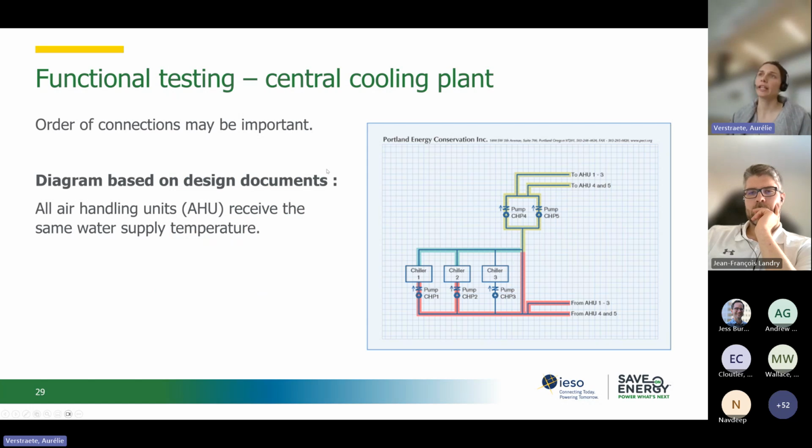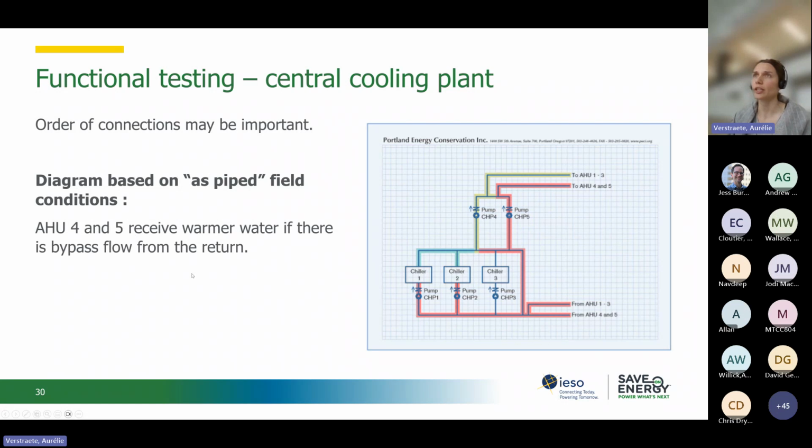You see here a diagram based on design documents. So in that case, you see there are 3 chillers installed in parallel, and all the air handling units will receive the same water supply temperature here. So air handling unit 1 until 5. And when you go on site and start your investigation, you will see that the order of connection is quite different, and it will have a huge impact on operation.